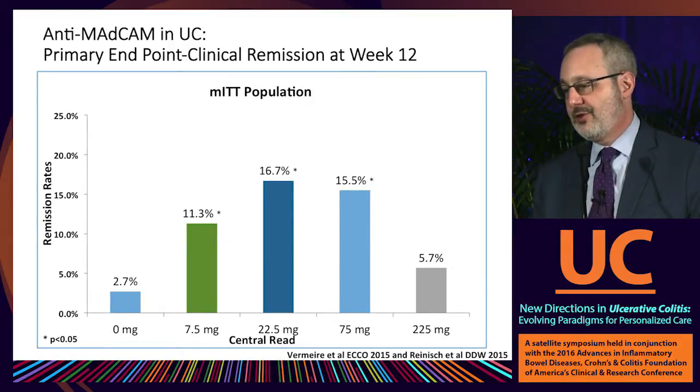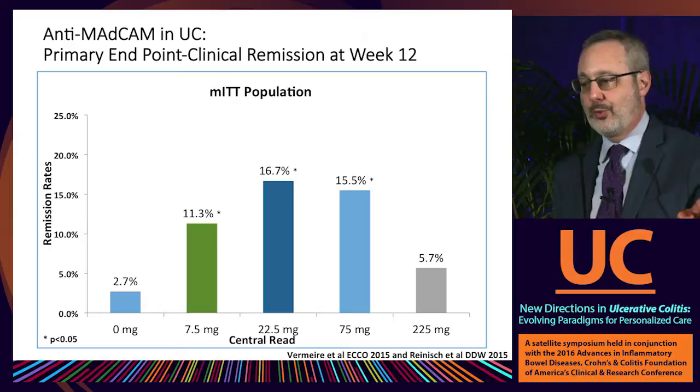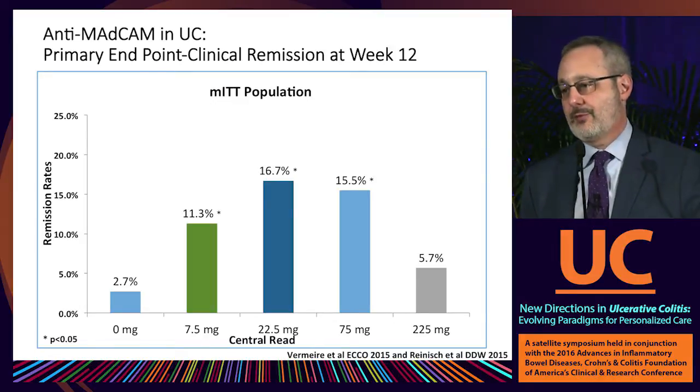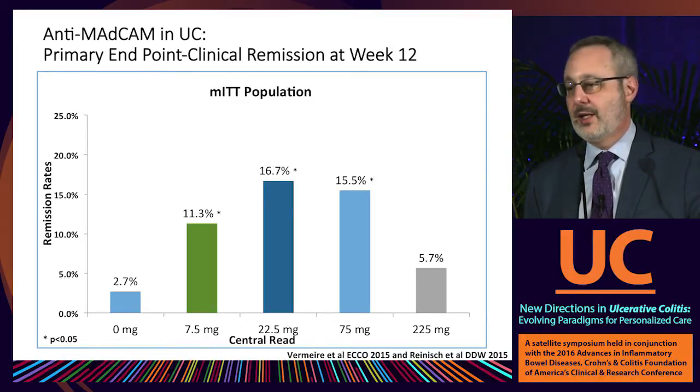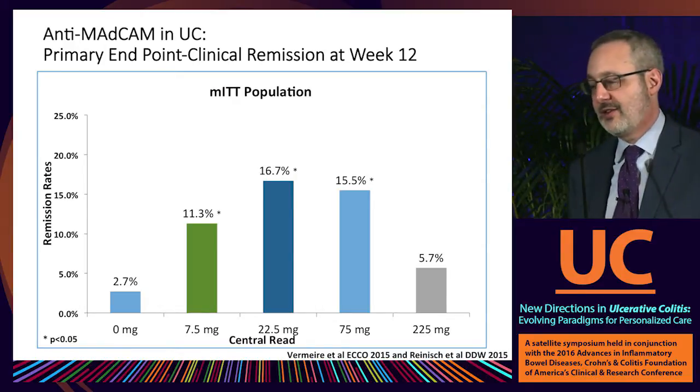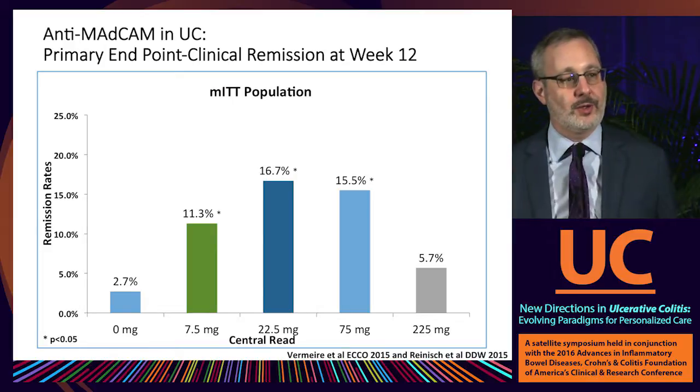Now, I also showed these data earlier this morning, and I'm always intrigued by these data because, at least with this agent, anti-MAdCAM, so here not the integrin, but the ligand for alpha-4 beta-7 within the gut endothelium, this shows a bell-shaped curve, and why you see attenuation of the response at the highest doses is not clear.